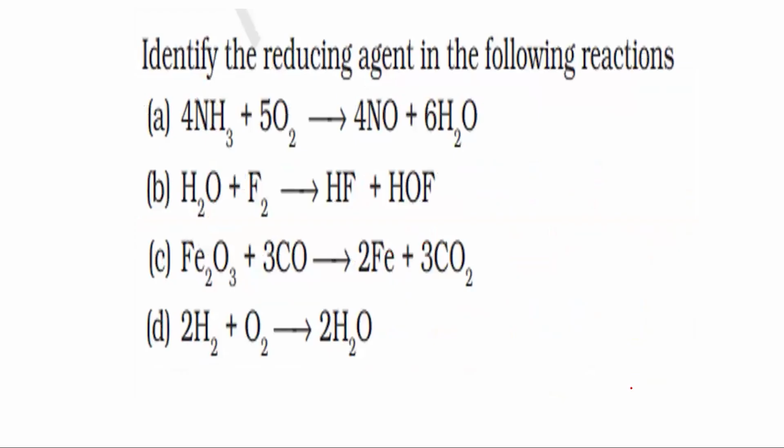Okay, moving to the next question. Identify the reducing agent in the following reaction. So how will you identify the reducing agent? You have to note down who is undergoing oxidation. Whoever is undergoing oxidation acts as the reducing agent. The first reaction: 4NH3 plus 5O2 giving 4NO plus 6H2O. In this case, oxygen is added to ammonia, right? So ammonia is undergoing oxidation. So ammonia is oxidized. So ammonia is the reducing agent.